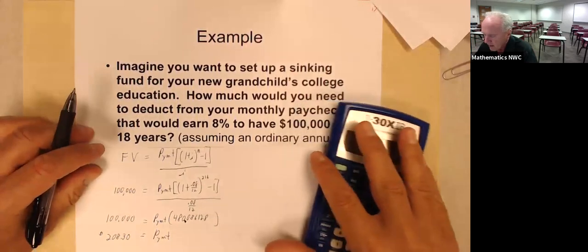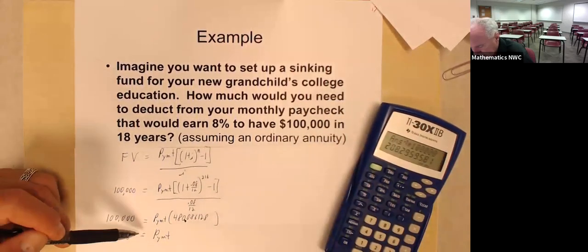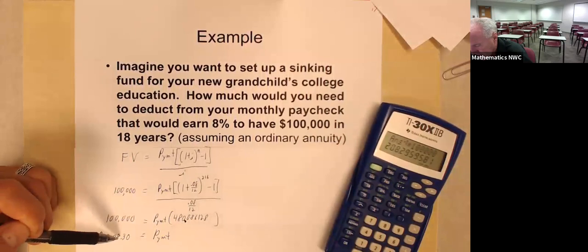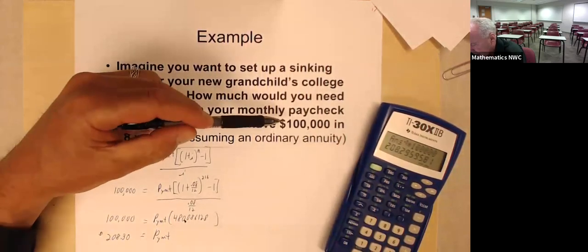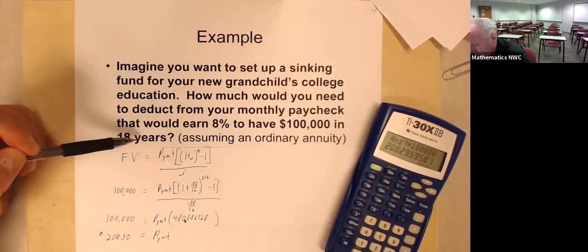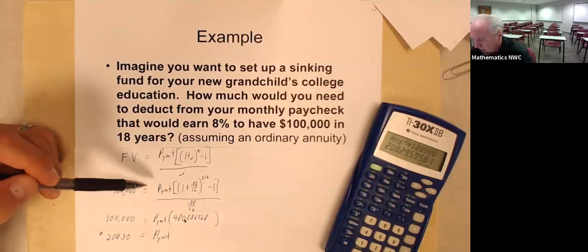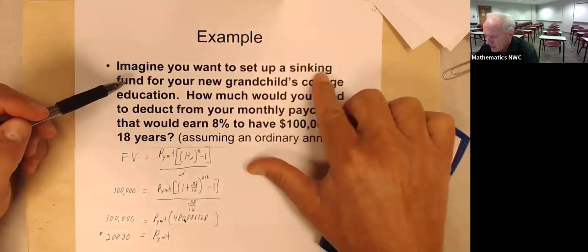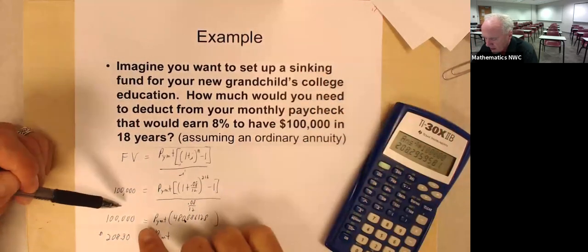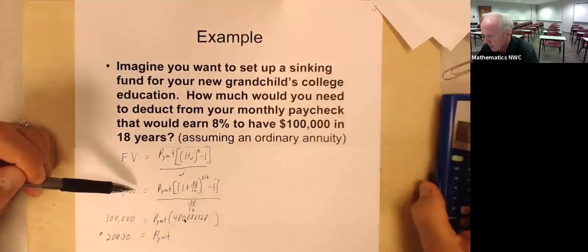What does that mean? I'm willing to deduct $208.30 every month from my paycheck. My grandchild could have 100,000 when they get to their 18th year or ready to start college. That's referred to as a sinking fund. I want it to be worth a certain amount.